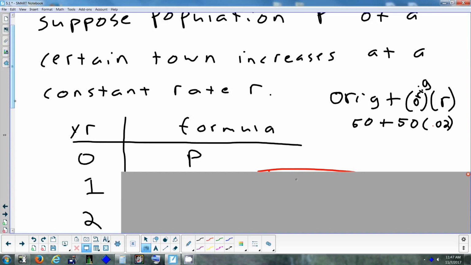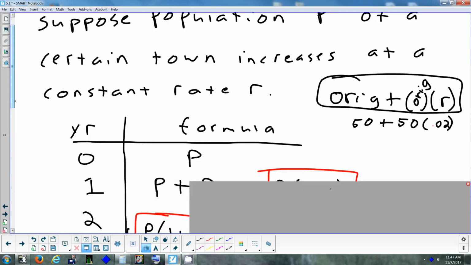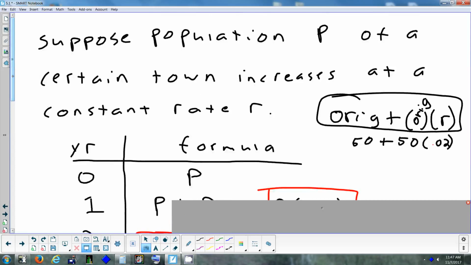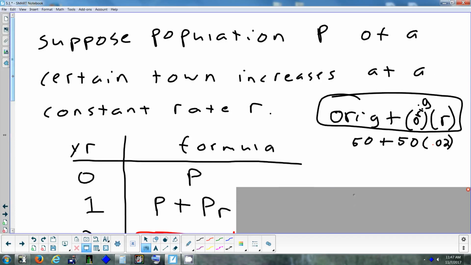All right, so now let's fill in this idea down below. My initial population was P, that's the original amount, plus the original amount times my growth rate. Now I can clean that up a little bit by factoring it. What can I factor out of each term? P. And if you factor out a P, what would that leave you with? P times 1 plus r. Exactly.